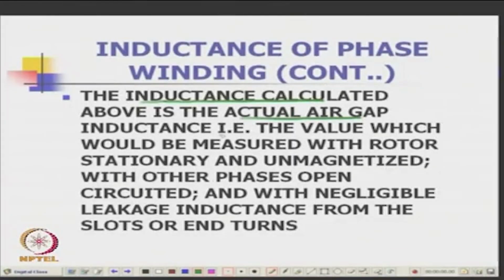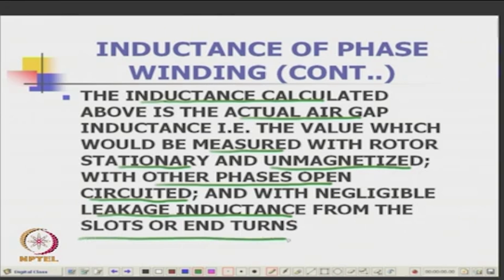So, the inductance calculated above is the actual air gap inductance, that is the value which would be measured with the rotor stationary and unmagnetized and with the other phases open circuited. That means you do it for one phase of the winding, that is the inductance for one phase. So you do not take care of leakage inductance, because when you pass a current through the winding, there will be some flux going into the leakage as well as into the slots.